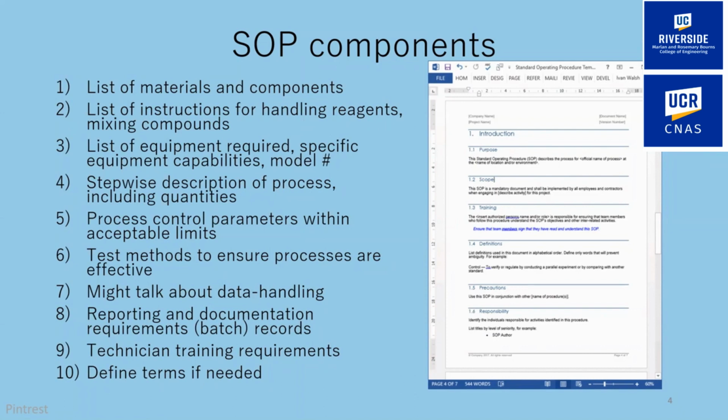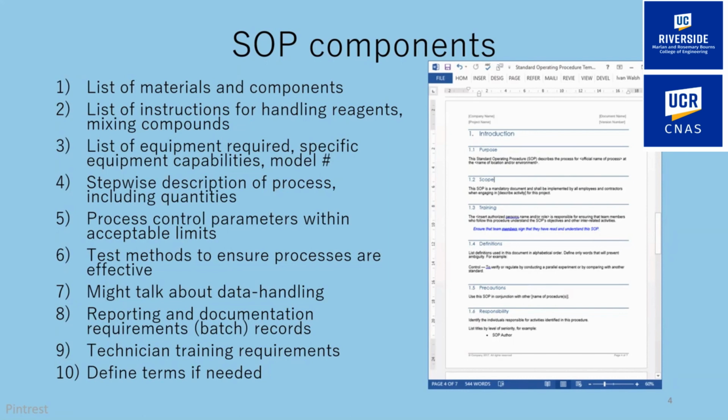Well, like the protocols that we have, there's a list of the materials and components you'll need to complete the procedure. There's a list of instructions for handling reagents and mixing compounds. There's a list of the equipment required, the capabilities of that equipment, and if the situation calls for it, a model number as well. And there is a stepwise description of the process, including the quantities of reagents that you might use. There are process control parameters within acceptable limits.